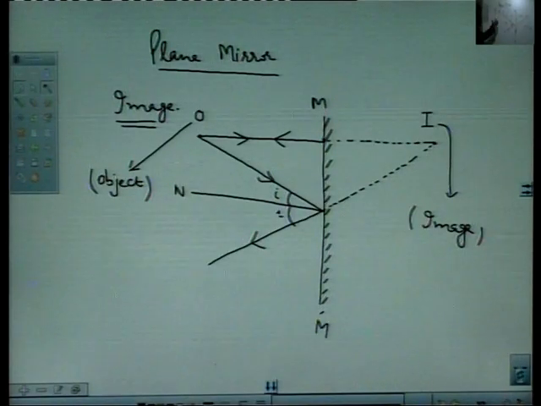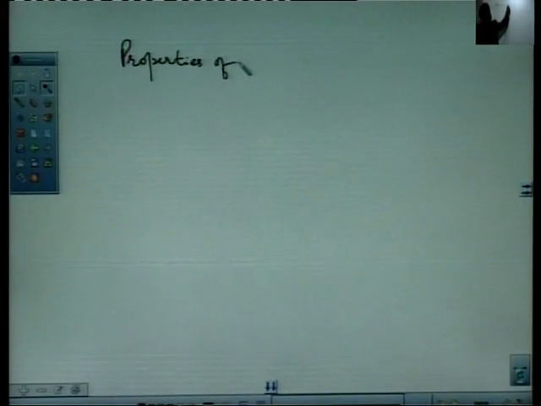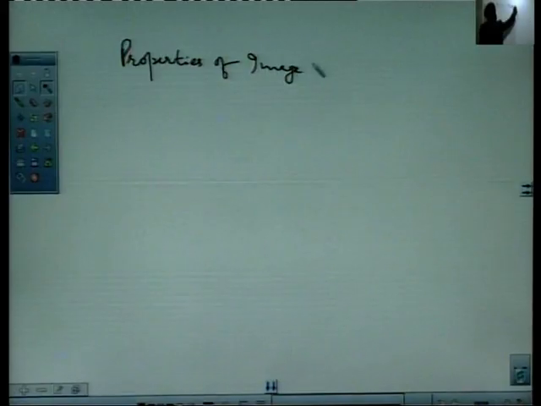How is the image formed in case of a plane mirror? So, we take at least two rays. One is striking perpendicular to the mirror, another is striking obliquely at a certain angle. Then these two rays after reflection are not meeting at any point, but they appear to meet at the point, this image I. So, what are the properties of the image I?